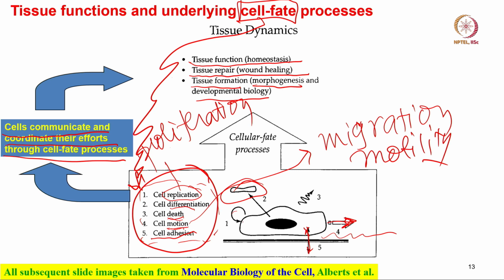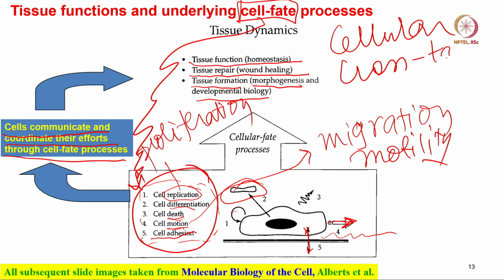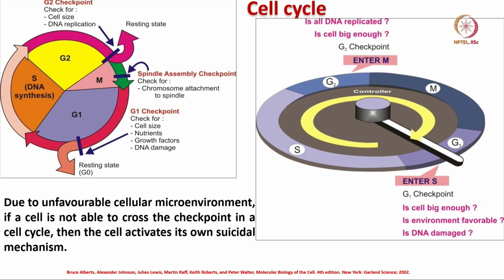And cells communicate, which I call cellular crosstalk. Cellular crosstalk means 2 cells can communicate with each other and then coordinate certain functions, right. So, 2 human beings coordinate, talk to each other. Similarly, 2 cells talk to each other, and that is possible by cell signaling processes.